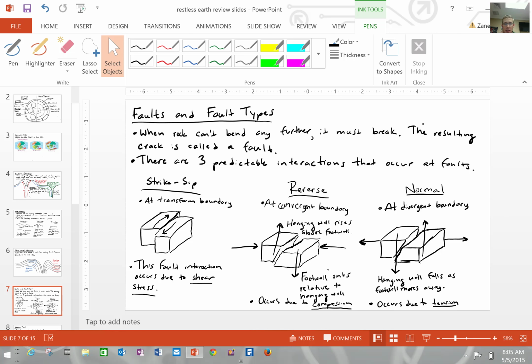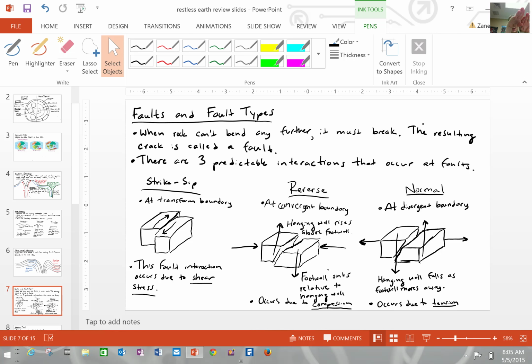Now, fault lines are cracks in the rock that separate these two different broken pieces, and these two broken pieces can now interact with each other in different ways. And I've put 3 of those ways down on this slide. Okay, so if you can imagine, there is 2 blocks or 2 plates separated by a fault line, and these plates are moving horizontally past each other. Well, that should look very familiar because we just talked about transform boundaries 2 slides ago.